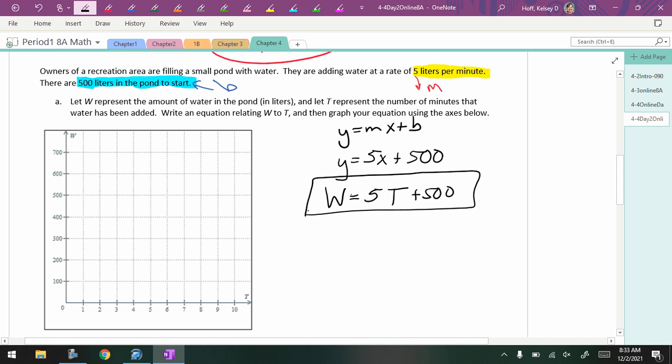So I will tell you, I've been teaching this stuff for 13 years, and I've been doing it way longer than this. Ms. Hoff still always starts with y equals mx plus b, because that's how it makes sense in my head. And then I use my graph to change my letters out, okay?